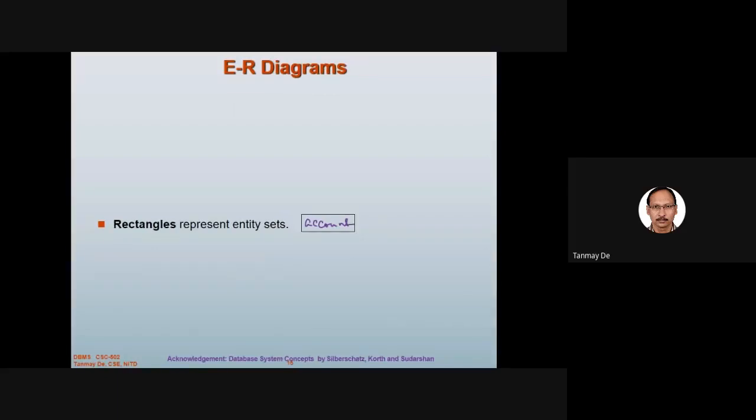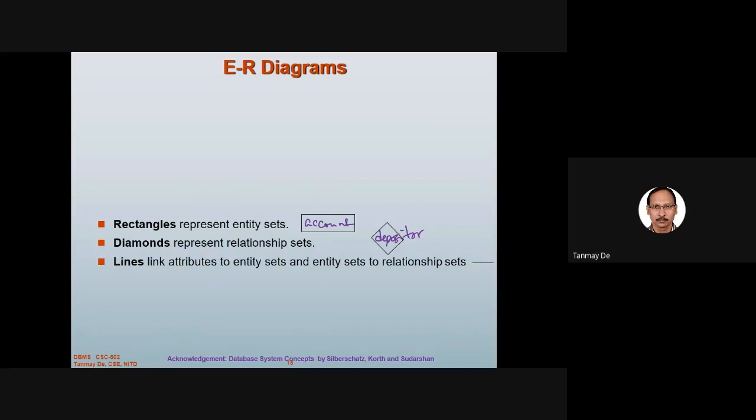The relationship is expressed by a diamond-like shape, just like this one. For example, depositor or maybe borrower, say depositor. The line is used to connect the attribute with the entity set, as well as the entity set with the relationship set. Is it okay? That is, it links attributes with the entity set and the entity set to the relationship set. The line acts as a link.